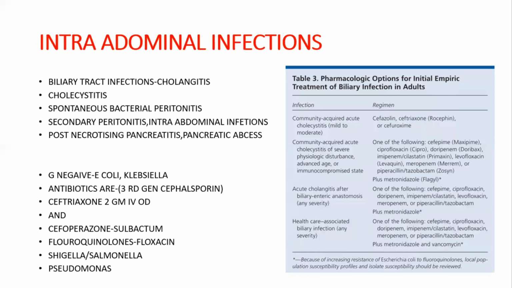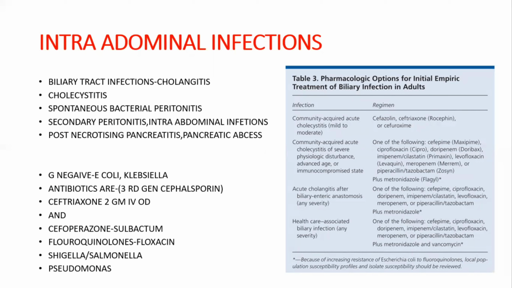Intra-abdominal infections include biliary tract infections like cholangitis, cholecystitis, and spontaneous bacterial peritonitis, and secondary peritonitis, and intra-abdominal infections post-necrotizing pancreatitis, and pancreatic abscess. Community-acquired acute cholecystitis regimen is cefazolin, ceftriaxone. For community-acquired acute cholecystitis with severe physiological disturbance, advanced age and immunocompromised state, we should add meropenem and levofloxacin, imipenem, and cefepime and piptas.